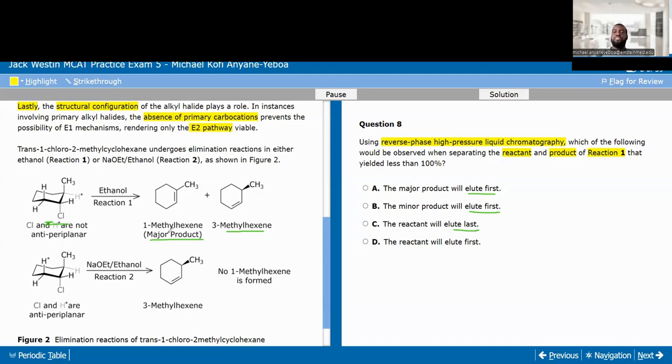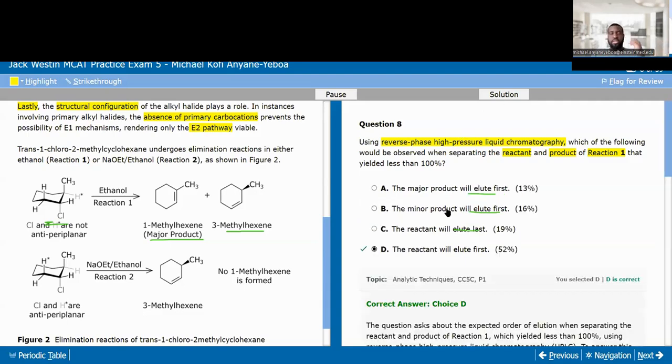Because this is liquid chromatography. In liquid chromatography, you're thinking about polar, non-polar, right? The stationary phase is non-polar, so everything that is polar will elute first. So based on that fact, I'm going to say my reactant will elute first. And let's just see. That's right.